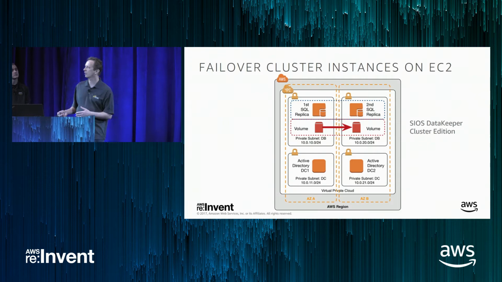Now, I mentioned before this requires shared storage typically, but a partner of ours, SIOS, they have a product, SIOS DataKeeper Cluster Edition. And what it actually does is it takes this to the next level. Because instead of sharing the storage, where normally you'd use a SAN in a data center, this allows you to replicate your EBS volume to another EC2 instance.